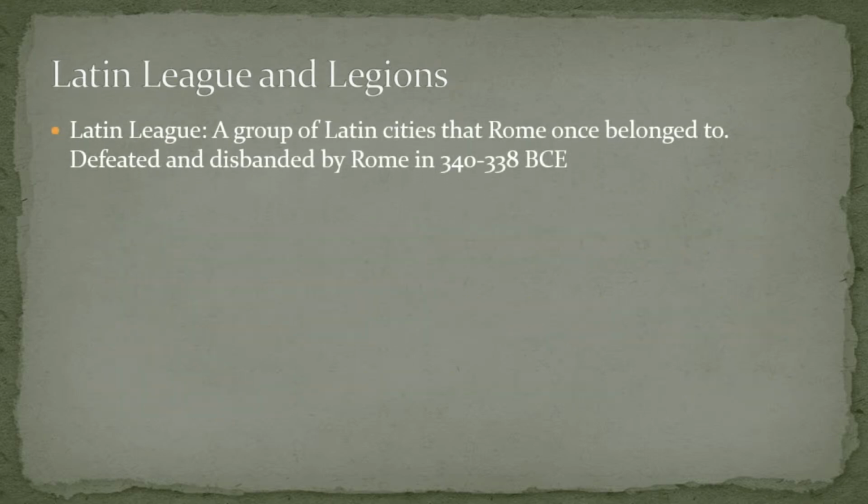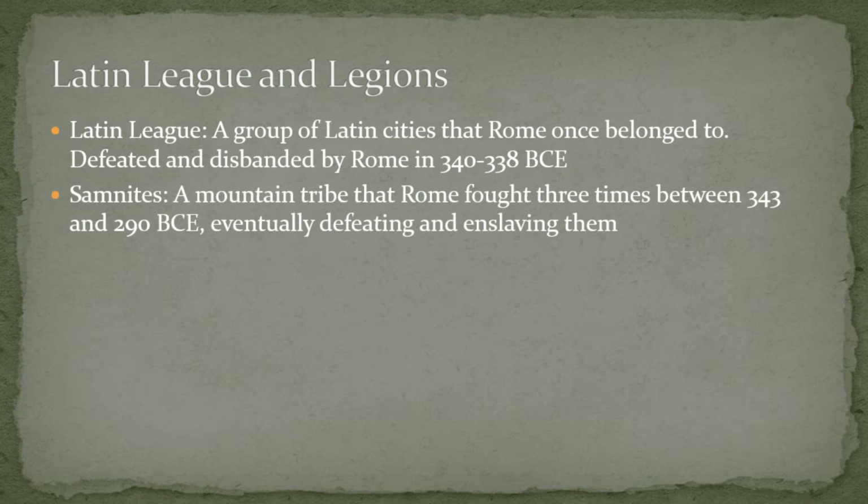So, the Latin League. This was a group of Latin cities that Rome once had belonged to. Rome left and then defeated them and then disbanded them because it's just Rome, man. So, after defeating the Etruscans, I guess they decided that the Latins couldn't have their own thing, so they beat them as well.